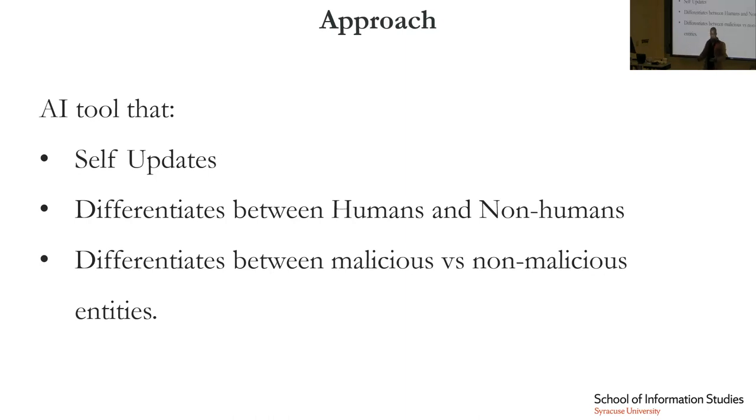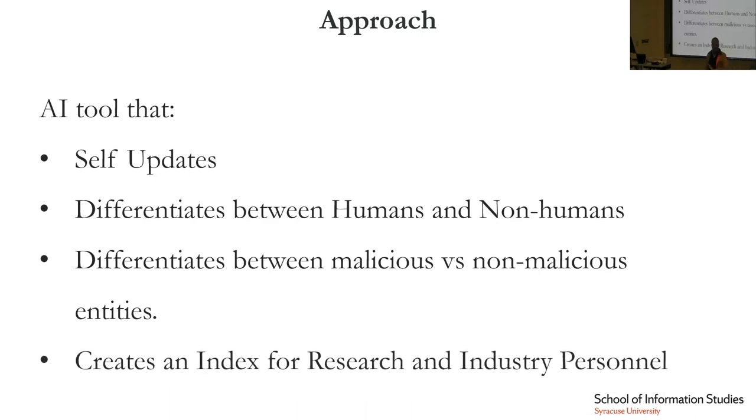It is a differentiation between humans and non-human entities, and differentiates between malicious and non-malicious entities, that is, bots whose main goal or intent is to share information, like breaking news, right? So we have regular bots that are of good intent, and we have malicious bots. And then create an index for researchers, an index that would give you a probability of the number of malicious bots per day, that we can use in your analysis, right?